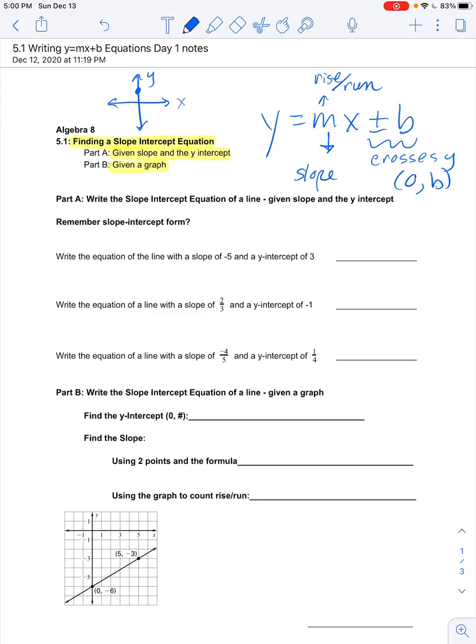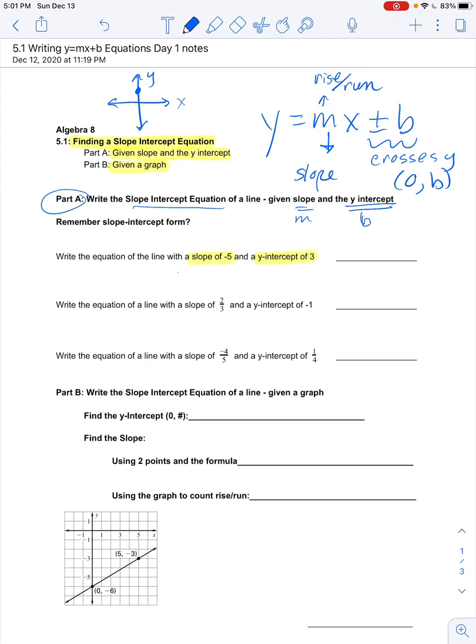So today we're just going to start with two concepts. Part A, we're going to write that slope-intercept equation given the slope, so that'll straight up tell us the m, and the y-intercept, which will straight up tell us the b-value. So we really don't have to do much except put it into that form. So you read each question. It says, write the equation of the line with a slope of -5 and a y-intercept of 3.